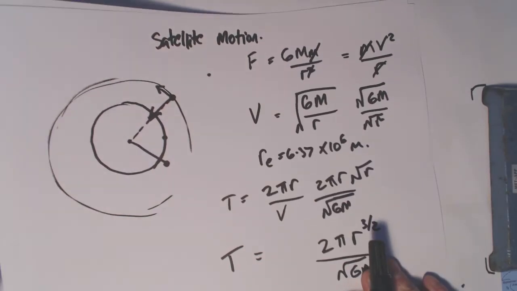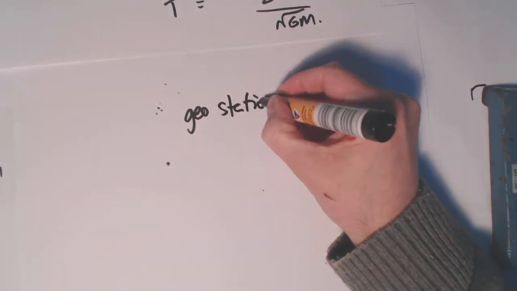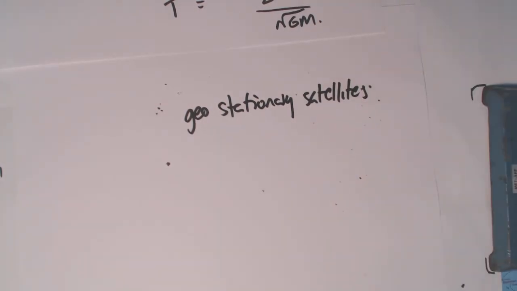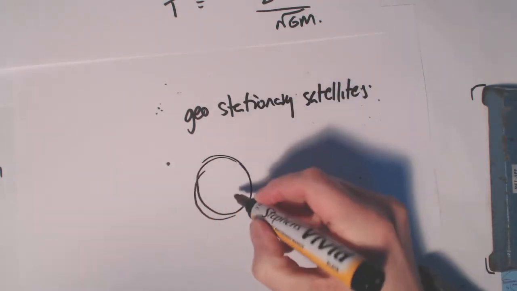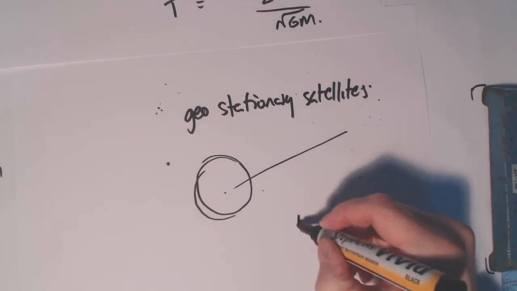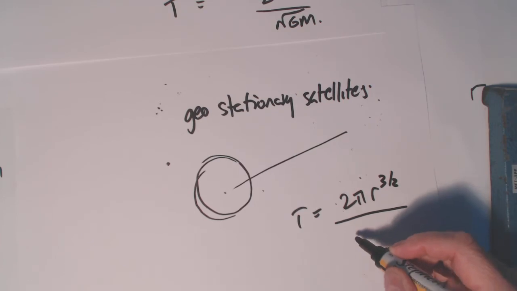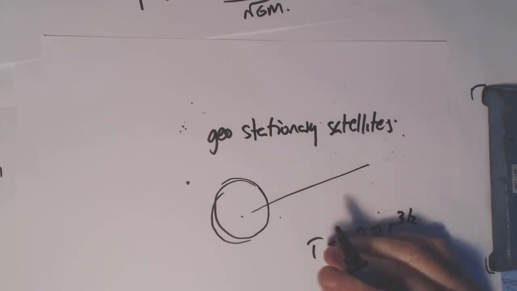Now we have what are called geostationary satellites. Geostationary satellites. Now these guys circle the equator, and what you can do is there's a certain radius. We just figured out our time is equal to 2 pi r to the 3 over 2 all over square root of GM, right? That was our formula for period.